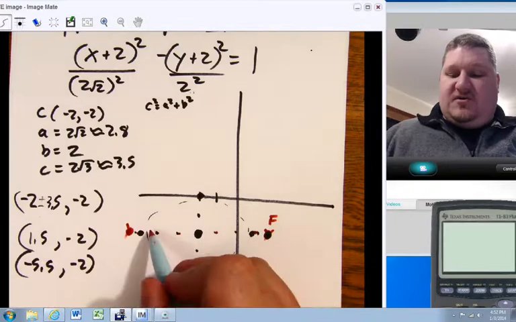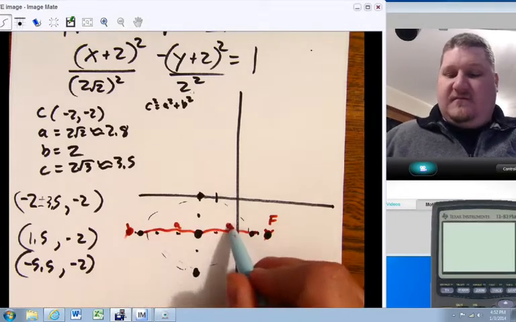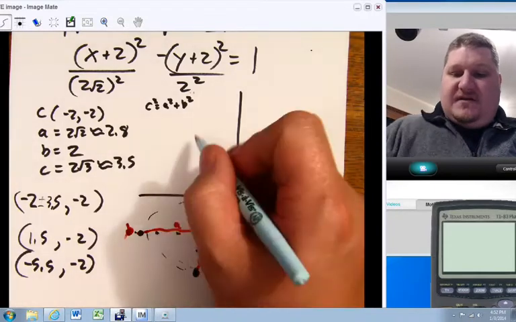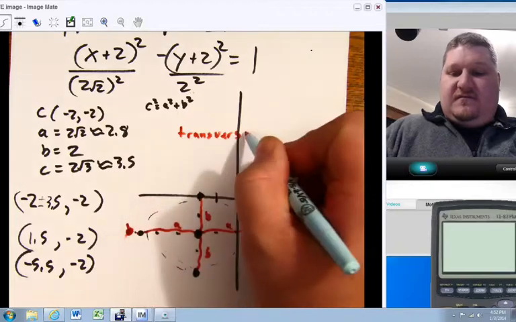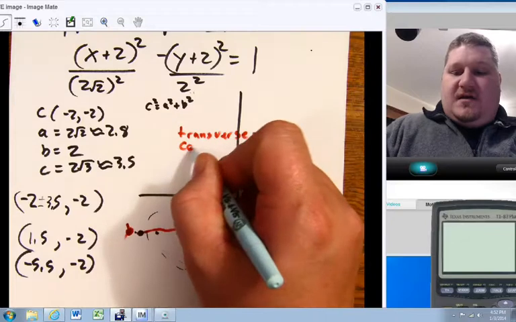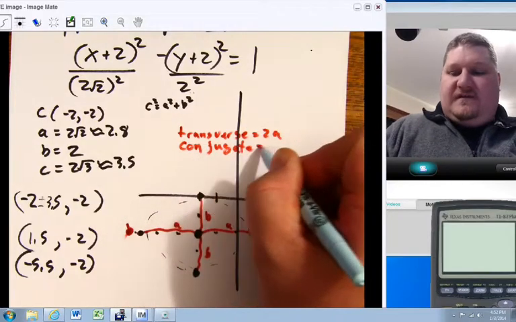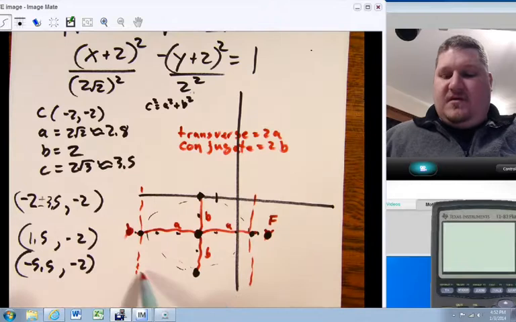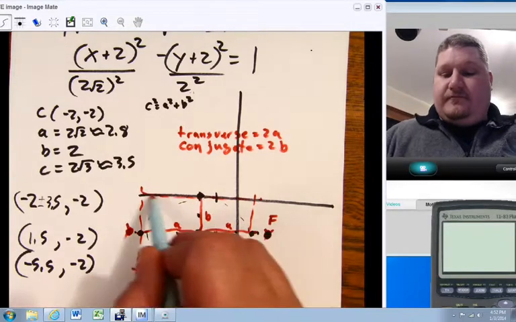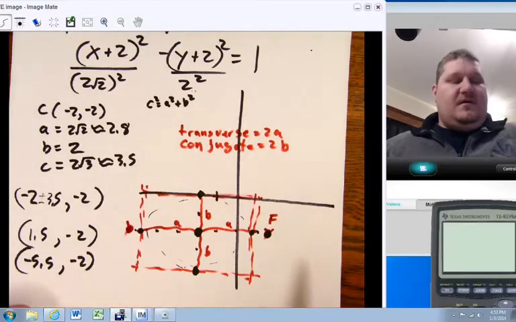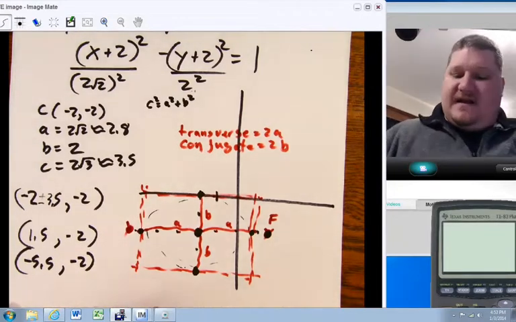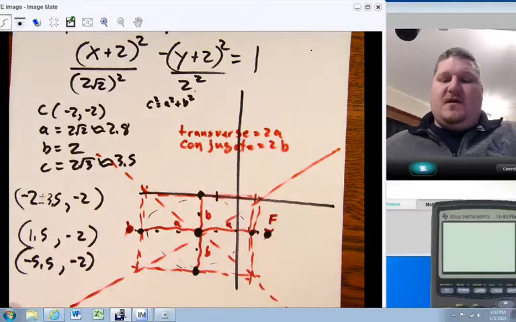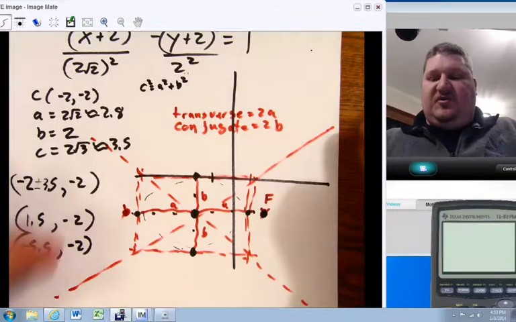Find the ends of your transverse axis, A, negative A, B, negative B, and your conjugate axis. So transverse is equal to 2A. Conjugate axis is 2B. Draw a box through each of those points. And now connect the diagonals. And by connecting the diagonals, we have two asymptotes.